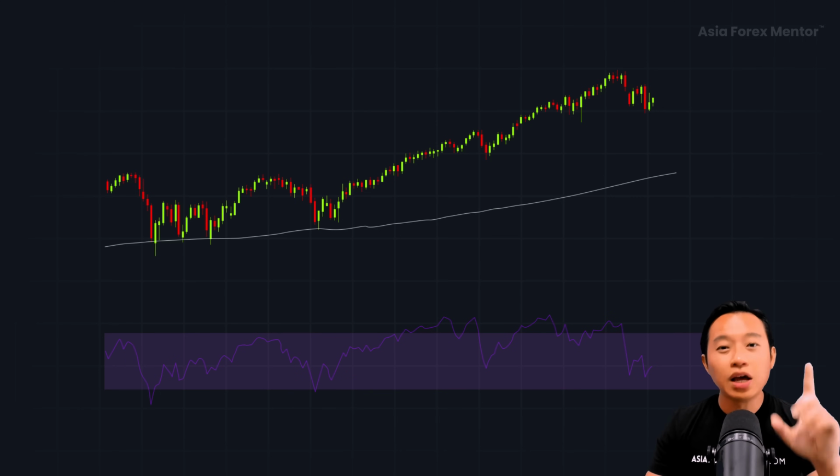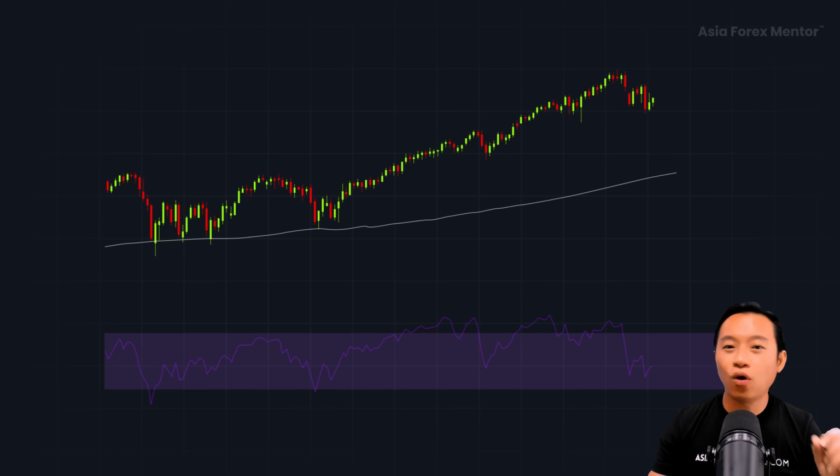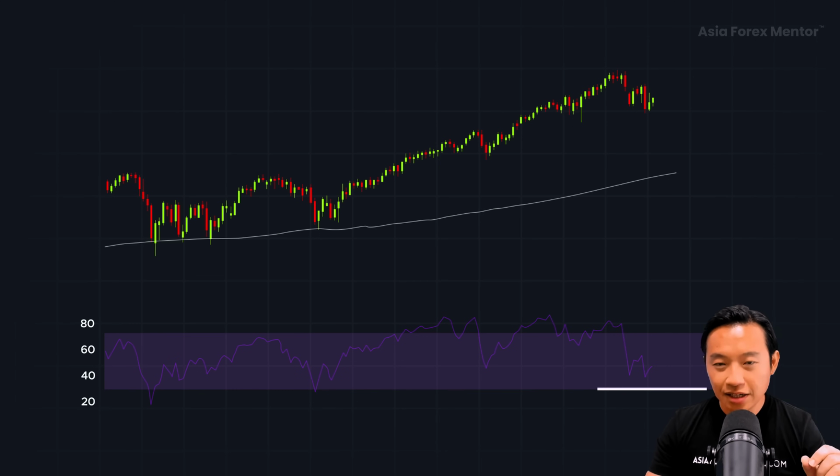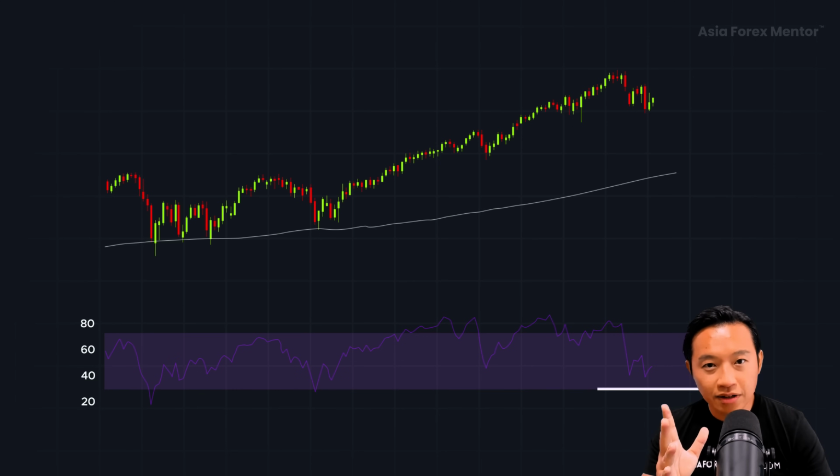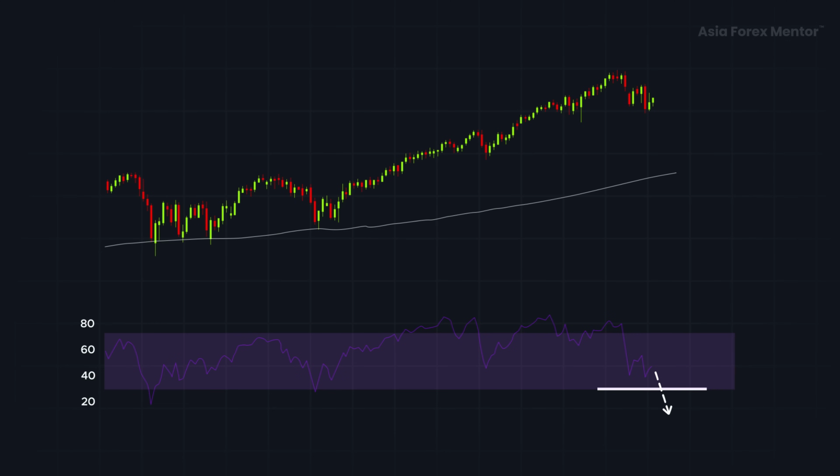Maybe the entry trigger could be when the RSI falls below the 30. At this moment, the RSI is still not below the 30. So if it drops below the 30 and then it spikes up, we would consider buying. This approach helps us to define both the area of value and the entry trigger. The area of value is when the RSI is below the 30 level. The entry trigger is when the RSI crosses back above the 30 level.